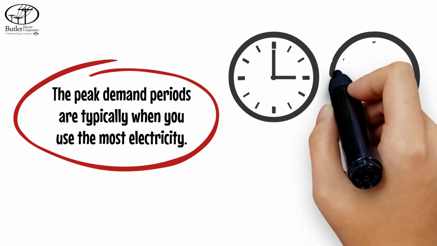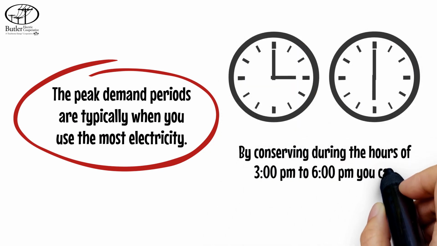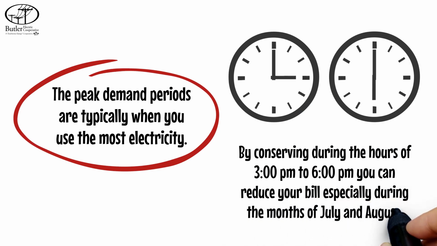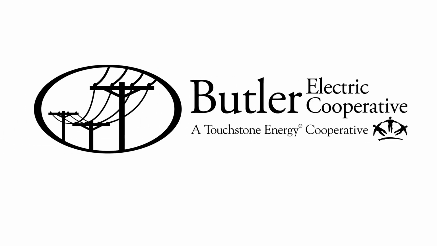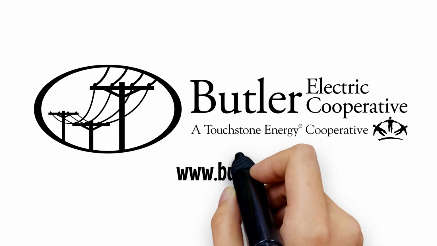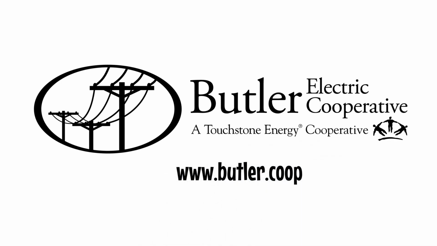Simply put, the peak demand periods are typically when you use the most electricity. By conserving during the hours of 3 to 6 p.m., you can reduce your bill, especially during the months of July and August.